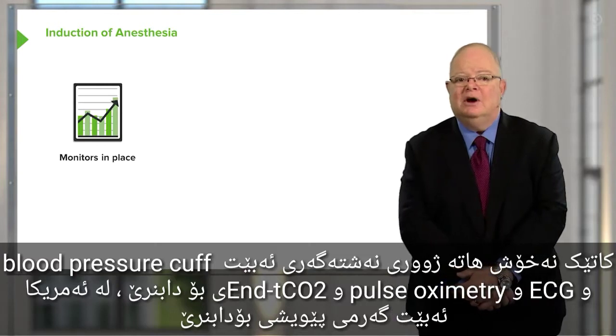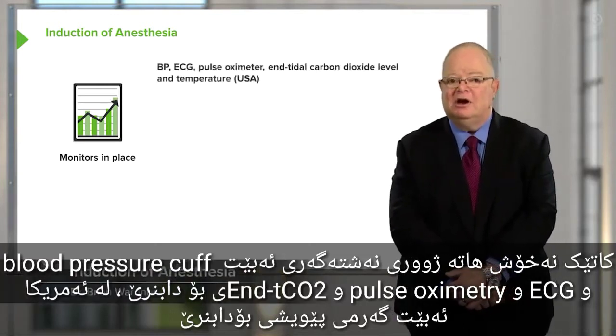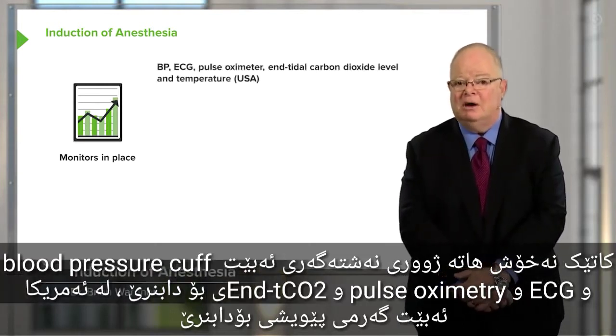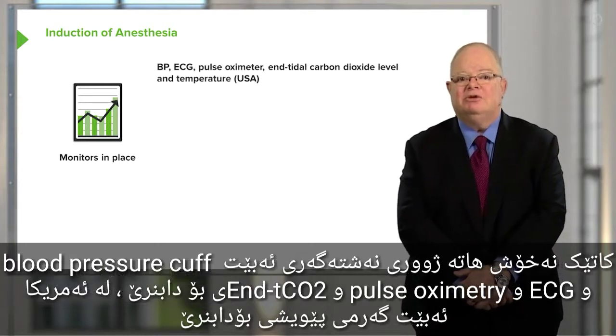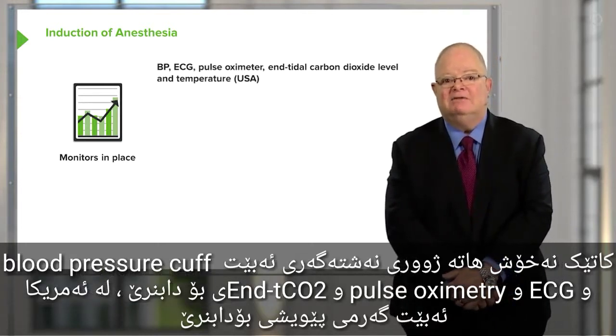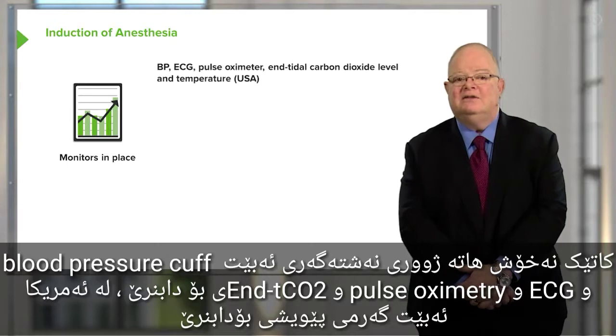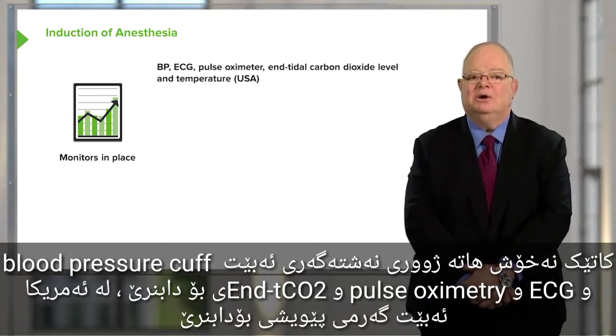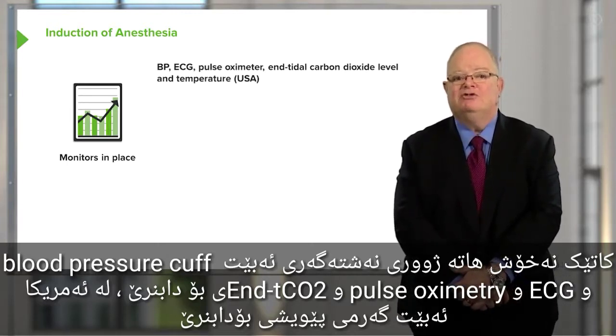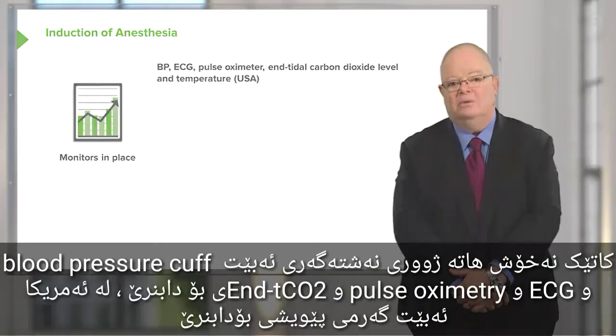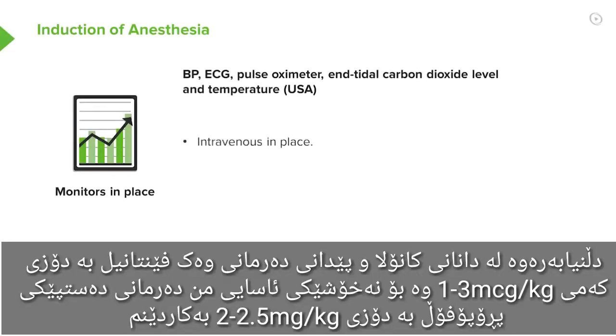When the patient arrives in the operating room, they have a blood pressure cuff placed on them, cardiograms placed, pulse oximetry and end-tidal carbon dioxide level are always done. And in the United States, it's a required monitor to put a temperature probe on the patient or in the patient's mouth or nose. Make sure an intravenous is in place.